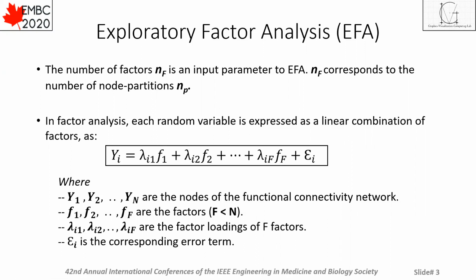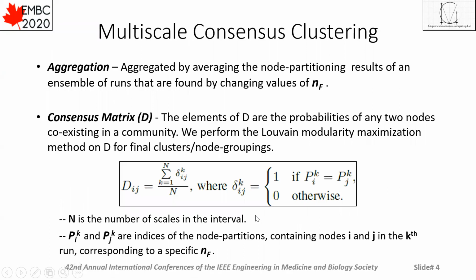Changing the number of factors f will give different node partitions on the same network. In this work, f is explored over a range of values and co-associations of the node groupings are measured. For creating a consensus matrix, we aggregate the node partitioning results and not the factors. The aggregation is done using a consensus matrix D. The elements of D are the probabilities of any two nodes coexisting in a community, aggregated across n experimental runs. Here n is the number of scales in the interval.